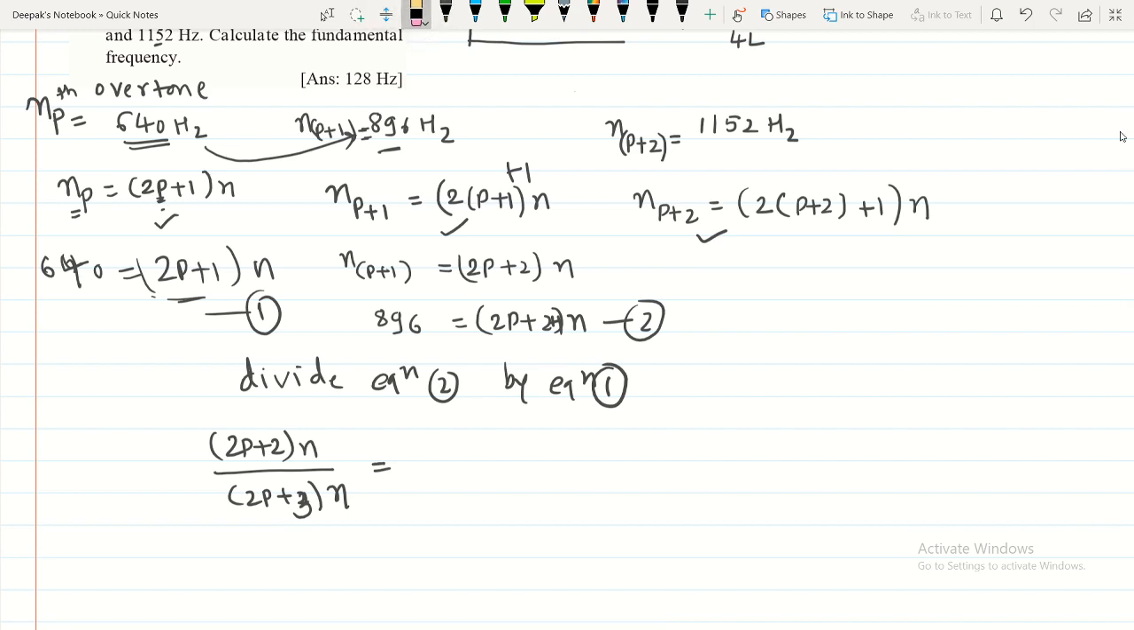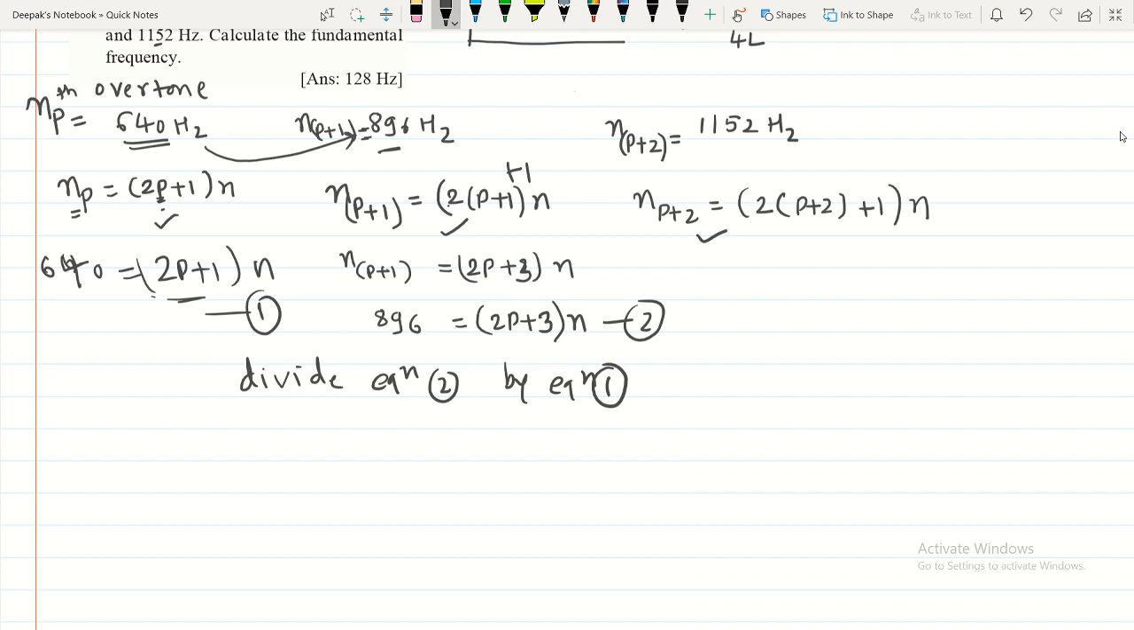Let's take an example, this equation number 2. What is wrong over there? Instead of p, we mentioned p plus 1. So 2 into p, that is twice p. 2 into 1, that is 2, and this remaining 1 will remain over there. So here it will become 3. 2 into 1 is 2, 2 plus 1 is 3, right? So twice p plus 3 into n will be there.